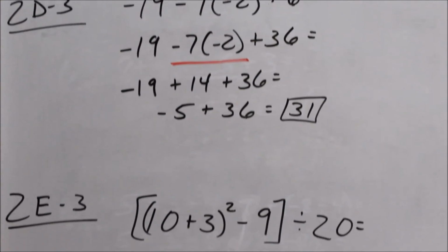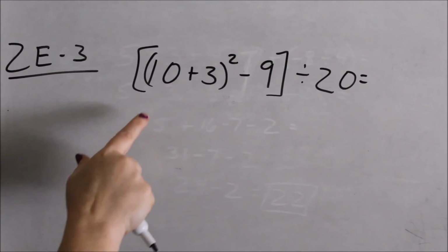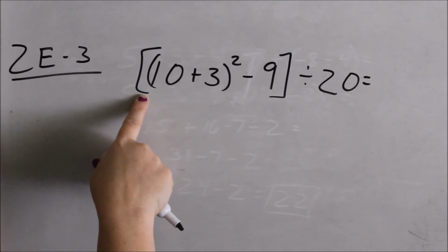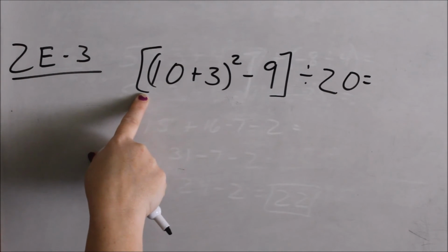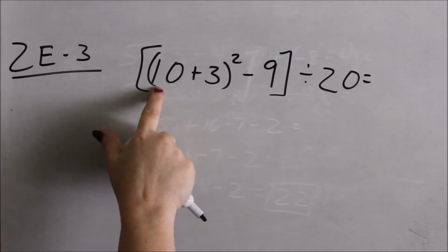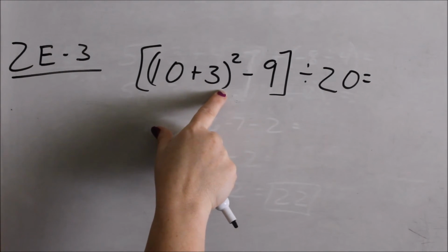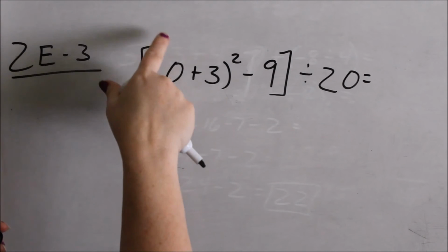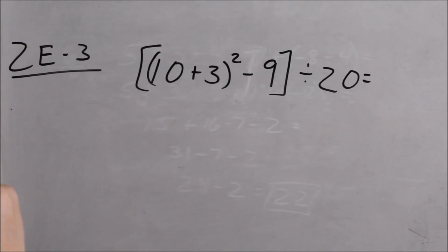Alright, let's look at 2E number 3. These are brackets. Do not mistake those for absolute value bars. They are just another form of parentheses. Once parentheses is used in a problem, then they go to brackets so you don't have double sets of parentheses. So when you have parentheses and brackets, you work from the inside out.